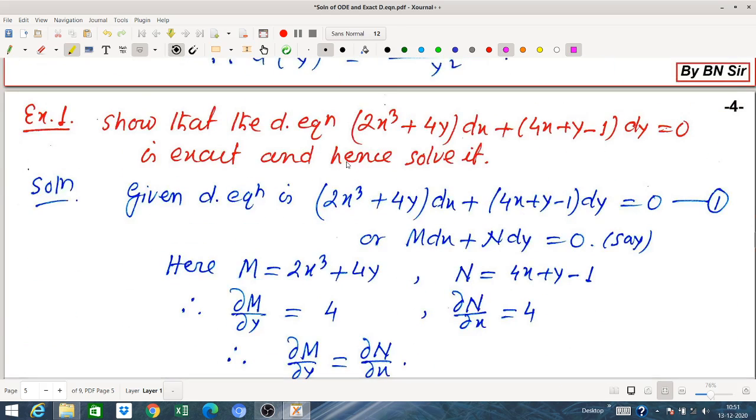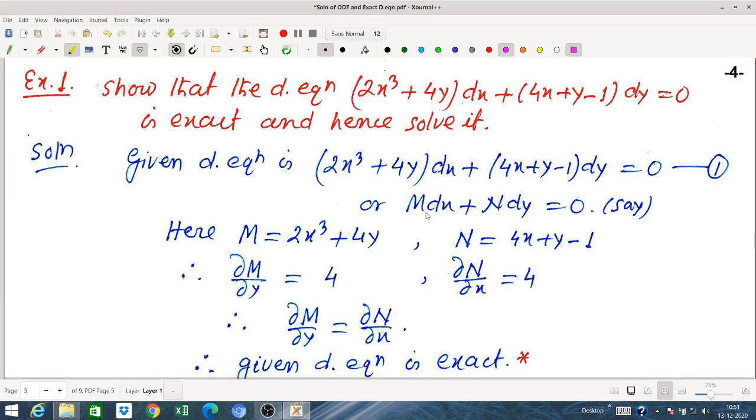Now let us solve some problems. Example number 1. Show that the differential equation of the form M dx plus N dy is exact and hence solve it. First example. Let us see in detail. The given differential equation is this, and it is compared with M dx plus N dy equal to 0.